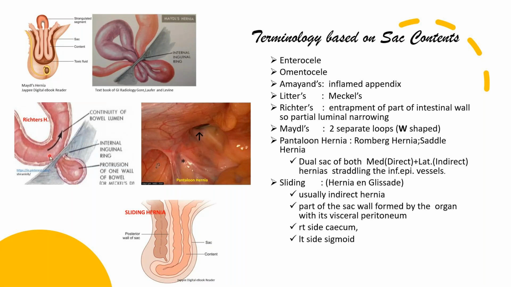So, diagnosing a Richter's hernia where there is entrapment of only a part of the intestinal wall with partial luminal narrowing becomes very, very difficult. Similarly, much more important and much more complicated is what is known as a W hernia or a Maydl's hernia. Now, Maydl's hernia is basically a W-shaped hernia. Why W? See this figure. There's the afferent loop, into the sac, goes back inside the abdomen, comes back into the sac, goes back inside the abdomen.